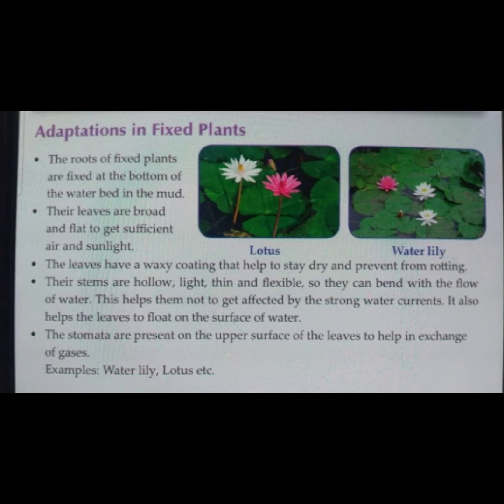And one more thing, in normal leaves the stomata are present under the leaf. But for these floating leaves, the stomata are present on the upper surface of the leaf, so that exchange of gases takes place through these stomata. Examples of this adaptation in fixed plants are water lily and lotus. Is this clear?